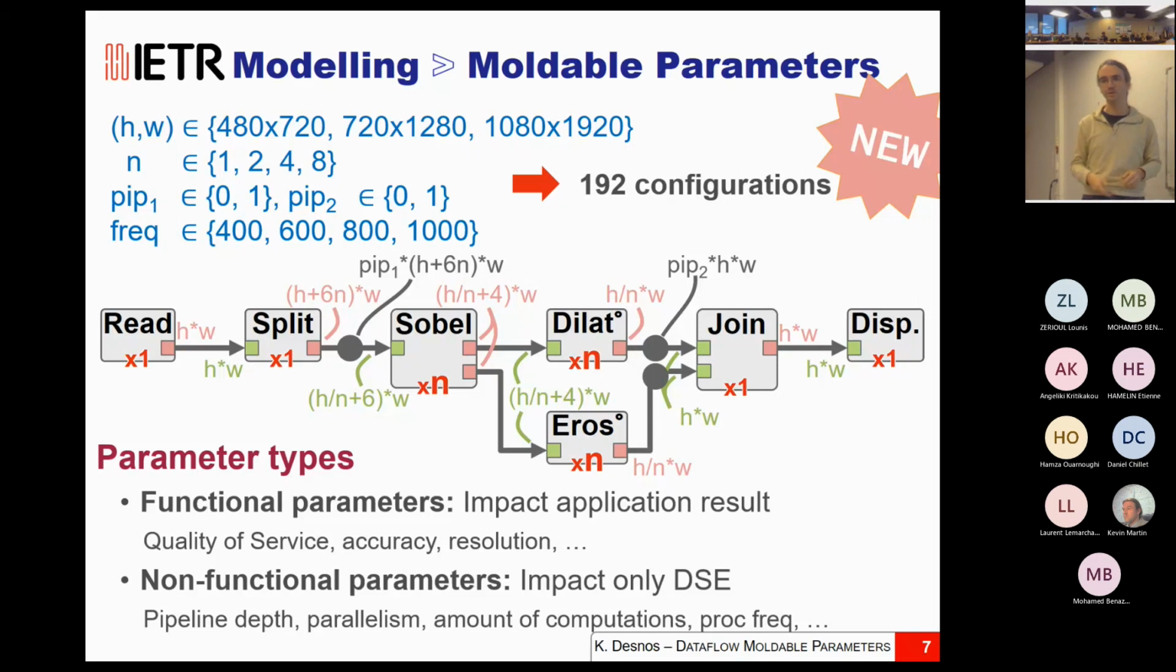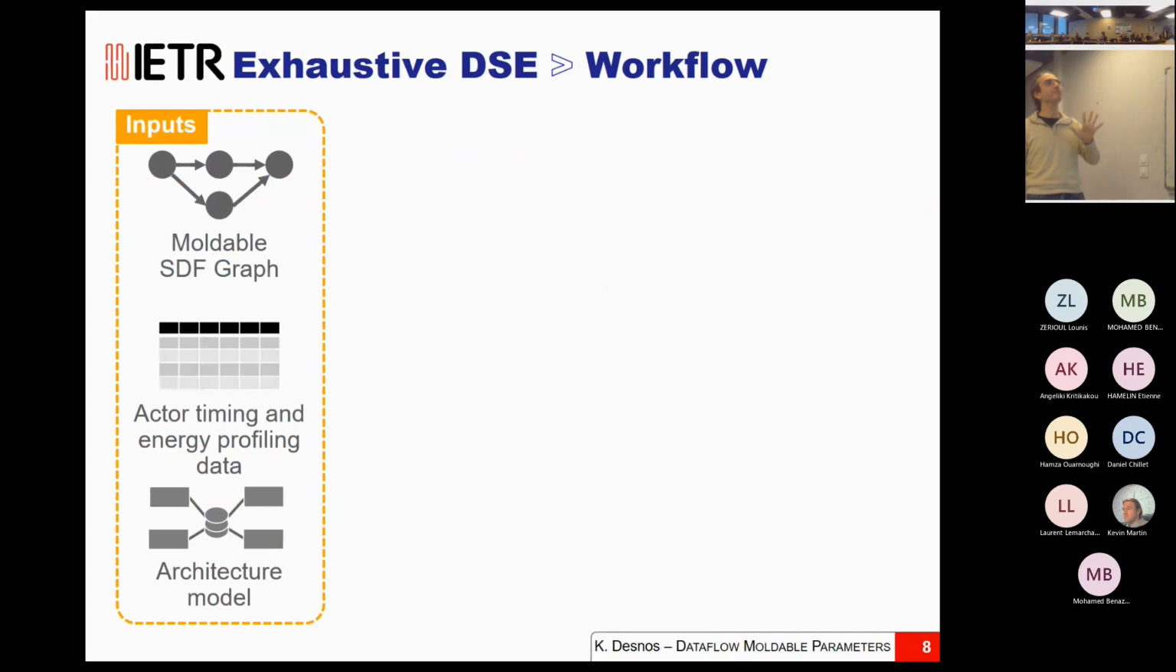Okay, let's continue. So we have seen the input of what I'm trying to do. We have a moldable, yes, I forgot to introduce the name. The parameters with a different possible set of values are called the moldable parameters. So I have a data flow graph with moldable parameters. I have as an input for my design space exploration process a very simple model of my architecture with the number of cores and the means of communications. And I have some profiling information that tells me how long it will take to run an actor depending on the different values of the parameters. These are the input of my design space exploration.